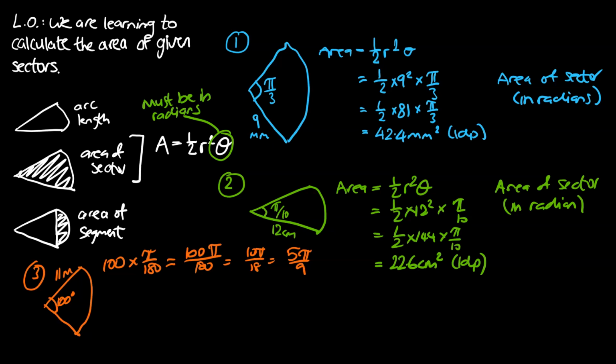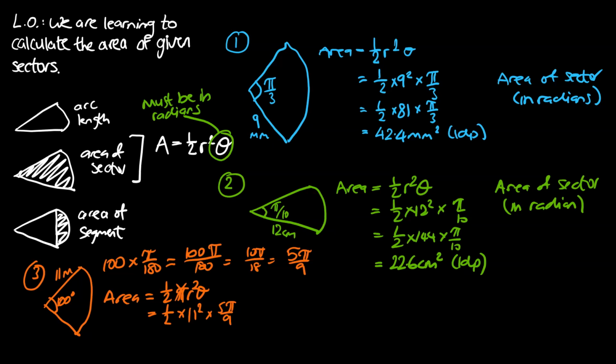Now that we've got the degrees, we can actually go ahead and use our formula. So the area is always going to be equal to 1/2 of r squared times the angle. So it's 1/2. Oh, I've written pi in there, but that's not meant to be there. So 1/2 times 11 squared times 5 pi over 9. When you put that in a calculator, 5 pi divided by 9 times 121 times 0.5.